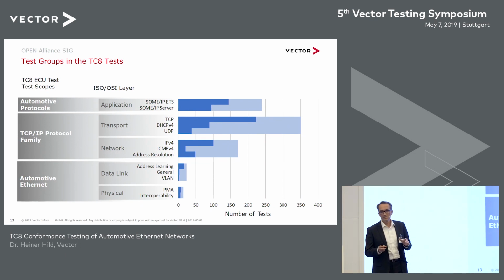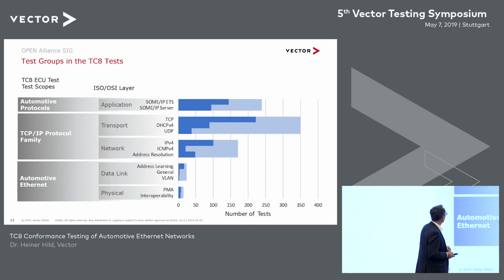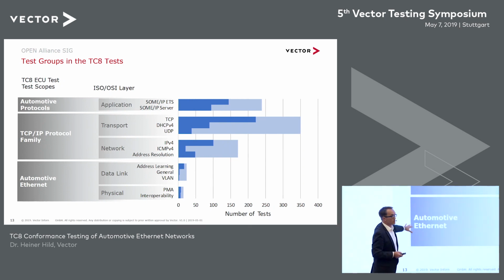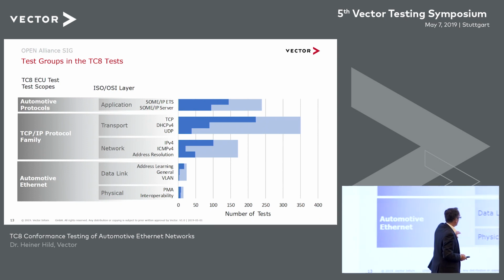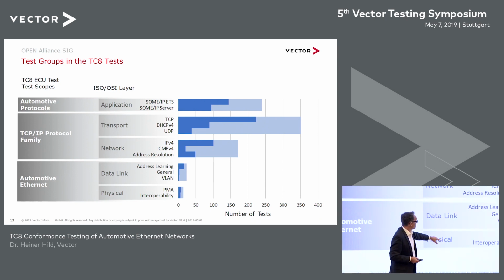If you take a closer look, without elaborating on those more than 800 ISO tests, just for you to get a feel for that, those are the test scopes from the TC8 test spec for Automotive Ethernet.